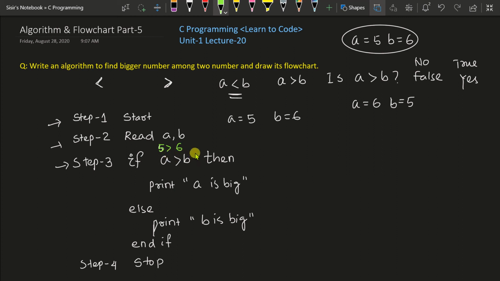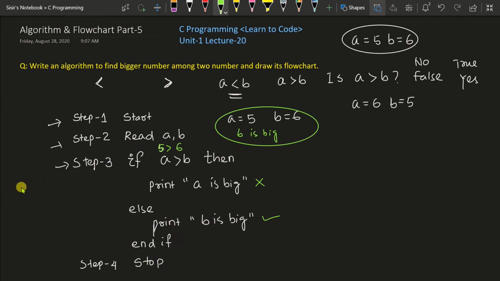This is false. So if this statement is false, this line will not be executed, but this line gets executed. And after executing this, what is the output? It will say B is big for this particular input. Okay, for this particular input, the output will be B is big. Then after printing this line, it will end the program.